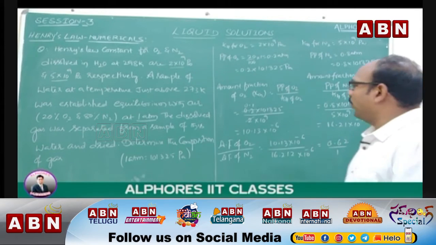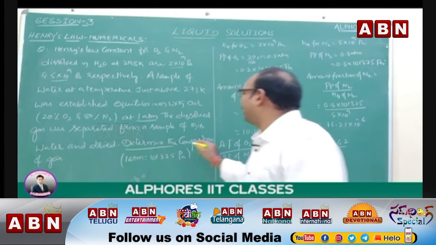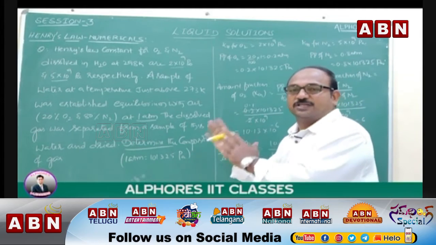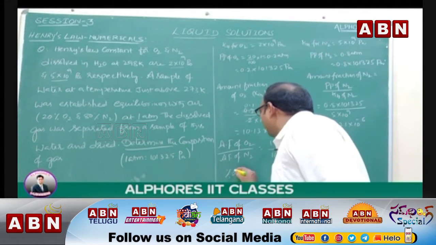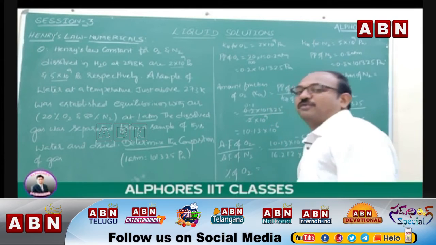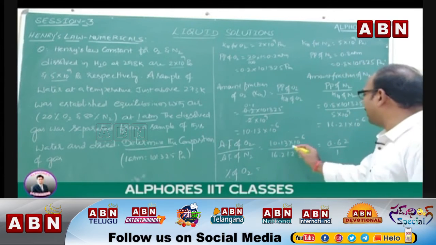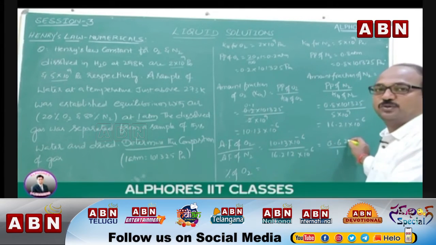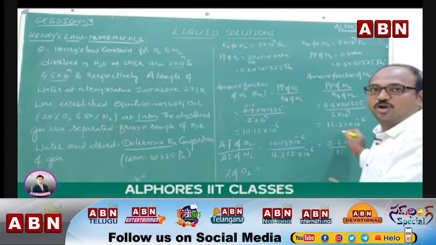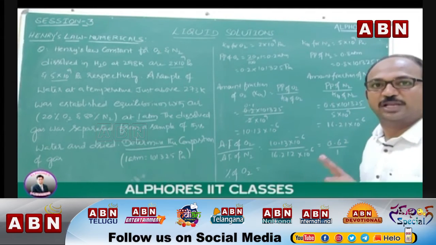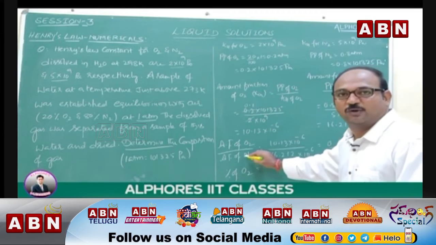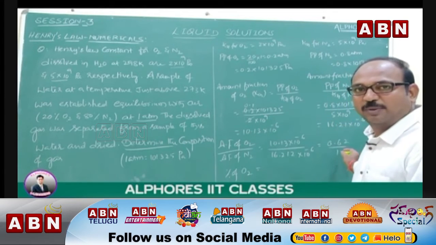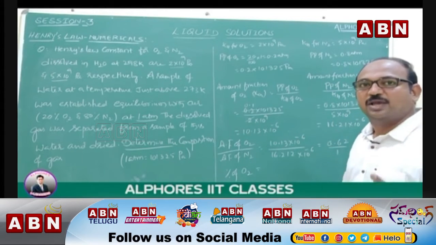That means now we are asked to determine the composition of the gas which is dissolved in water, right? So the percentage of oxygen: both oxygen and nitrogen, 0.62 plus 1 means total is 1.62. The ratio we got for the amount fraction of oxygen and nitrogen is 0.62 by 1. That means total is 1.62.